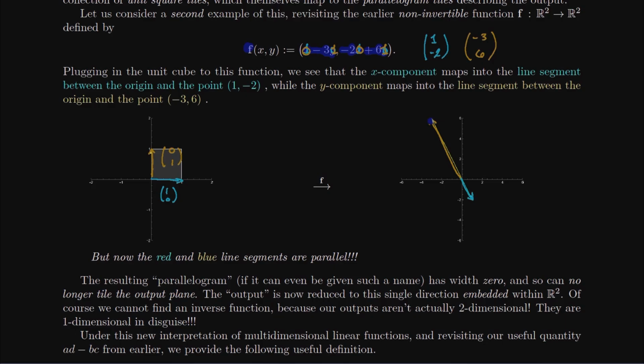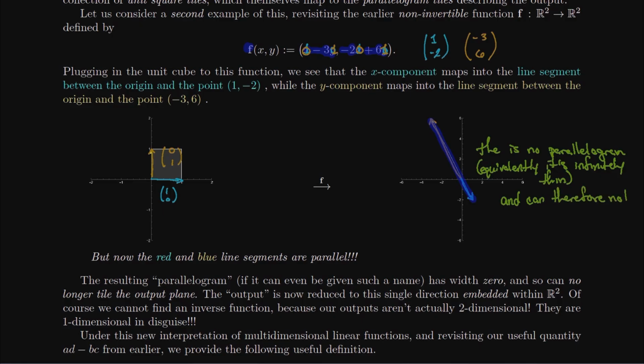We see that the parallelogram, if I were to try to construct a parallelogram out of those two vectors, they're parallel, well, they're pointing in opposite directions, but they're still parallel. And in some ways, there is no parallelogram. Or equivalently, it's infinitely thin. However you want to think about that parallelogram, either infinitely thin or there is none, and can therefore not tile the entire plane.